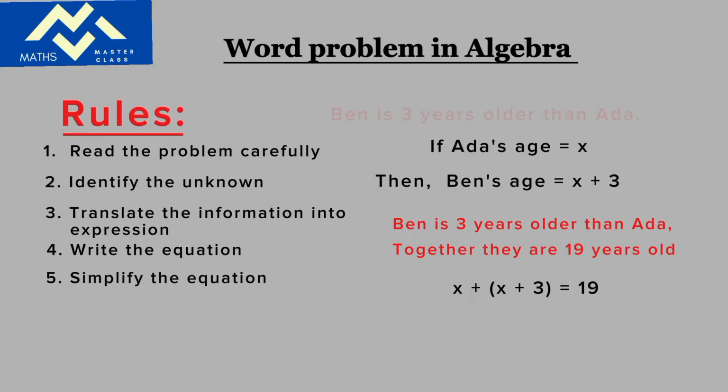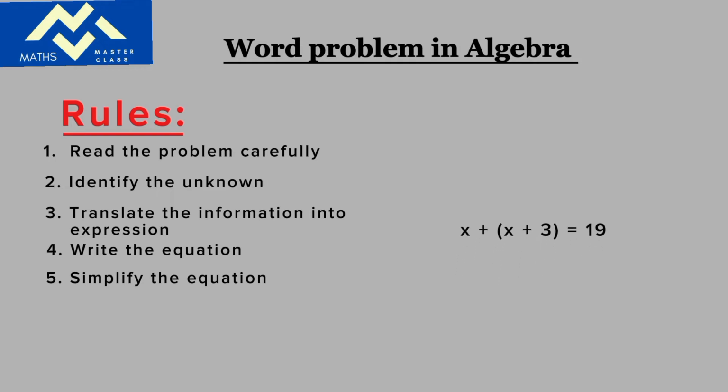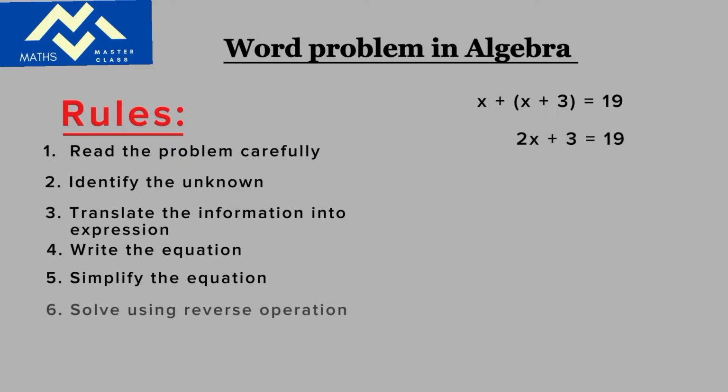5. Simplify the equation. Combine like terms and tidy up the equation. X plus X plus 3 equals 2x plus 3. 6. Solve using reverse operations. Undo operations by using their opposites. Opposite of plus 3 equals negative 3. Add negative 3 to both sides.